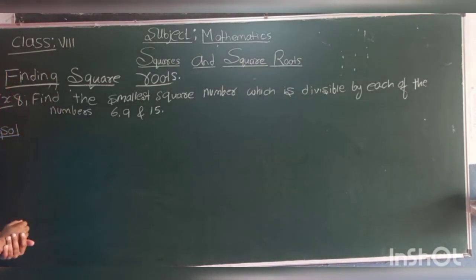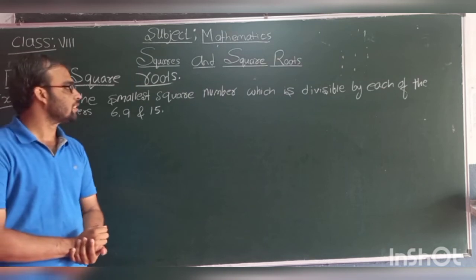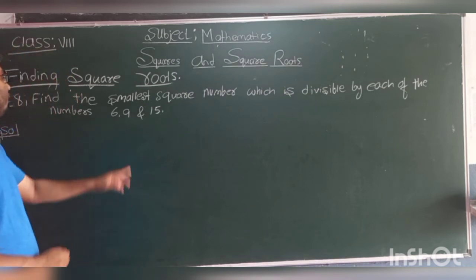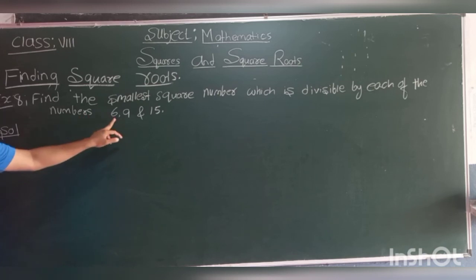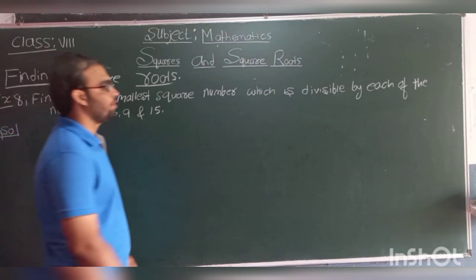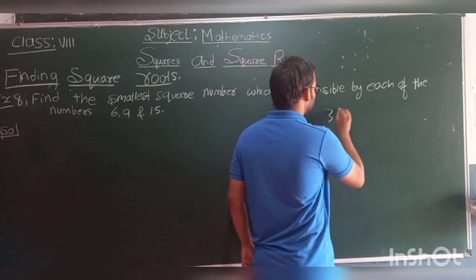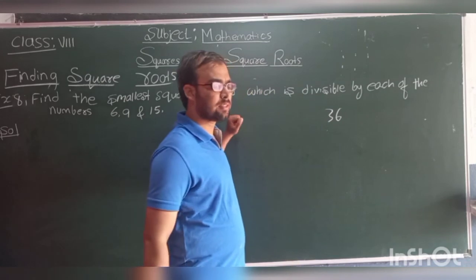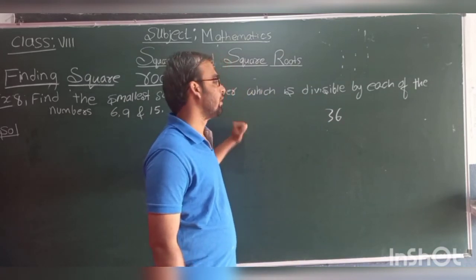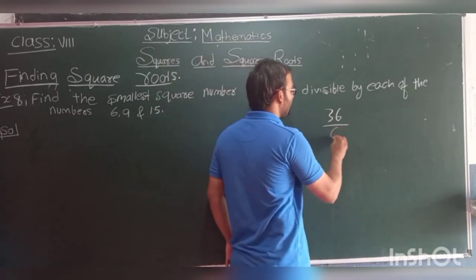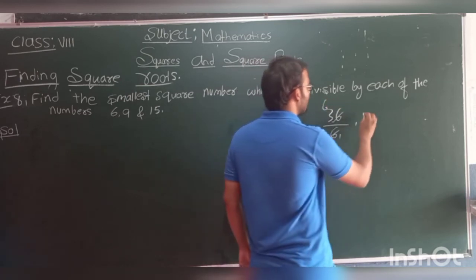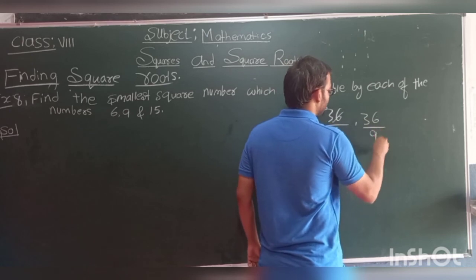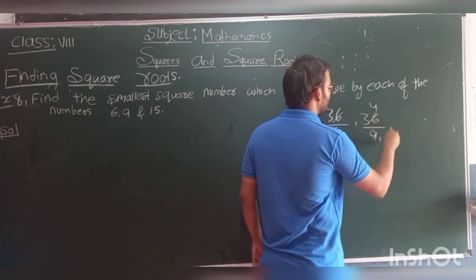Students, now we'll solve the 8th question. Okay, so what have they given? Find the smallest square number which is divisible by each of the numbers 6, 9 and 15. Here we need to find the square number which must be divisible by 6, 9 and 15. For example, 36 is there. Okay, this is a square number. This number is divisible by 6, that is 6 1s are 6, 6 6s are 36. This number is divisible by 9, that is 9 1s are 9, 9 4s are 36.